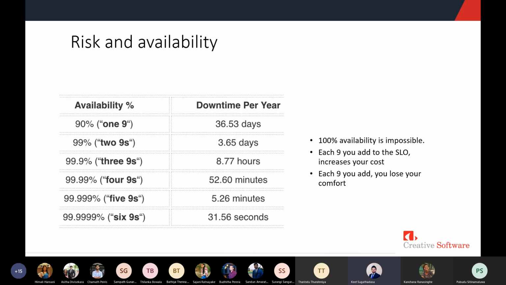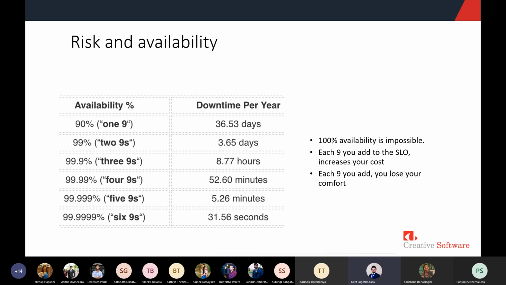So based on the service level objective, that means 99.9% of the time. So these numbers actually mean something in the real world. This is basically about the risk and availability of the system. As it says in the text on the right hand side, each 9 you add to the SLO increases your cost. And each 9 that you add will lose the comfort zone.